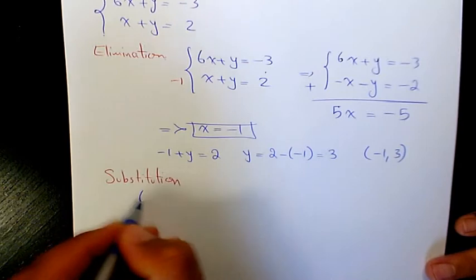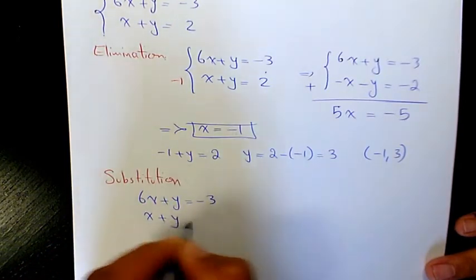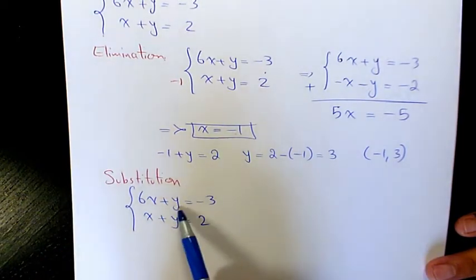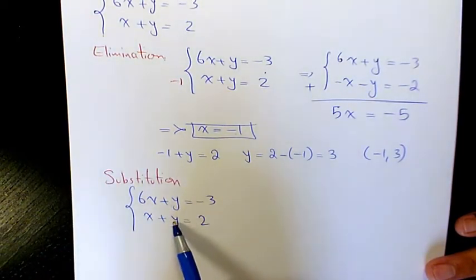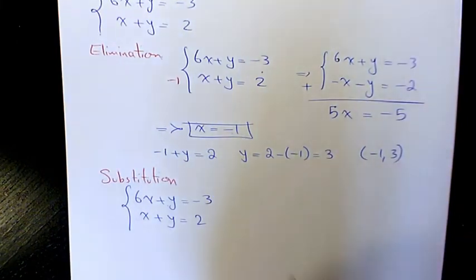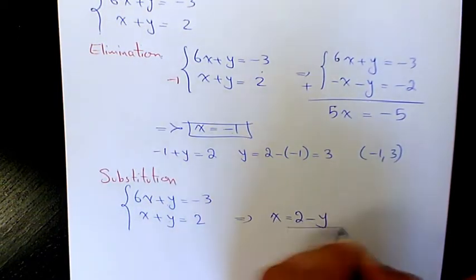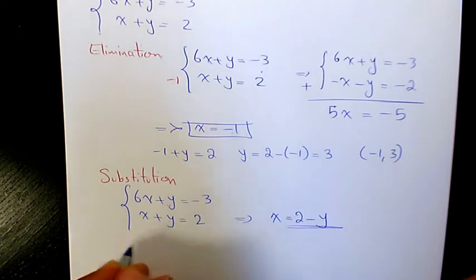Substitution method: 6x plus y equals negative 3, and x plus y equals 2. The coefficient is 1, the coefficient is 1, the coefficient is 1. So that's good, we can use the substitution method easily. We just need to isolate one of them. We can isolate x in here. So it's going to be x equals 2 minus y, and then sub it in the first equation.